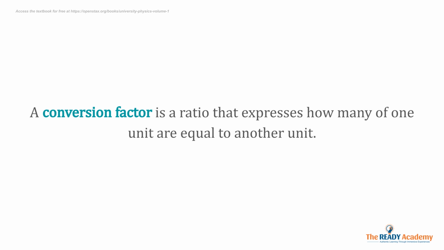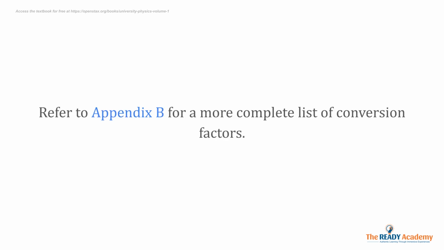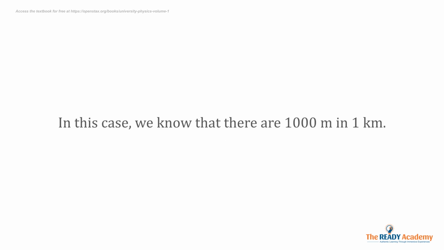A conversion factor is a ratio that expresses how many of one unit are equal to another unit. For example, there are 12 inches in 1 foot, 1,609 meters in 1 mile, 100 centimeters in 1 meter, 60 seconds in 1 minute, and so on. Refer to Appendix B for a more complete list of conversion factors. In this case, we know that there are 1,000 meters in 1 kilometer.